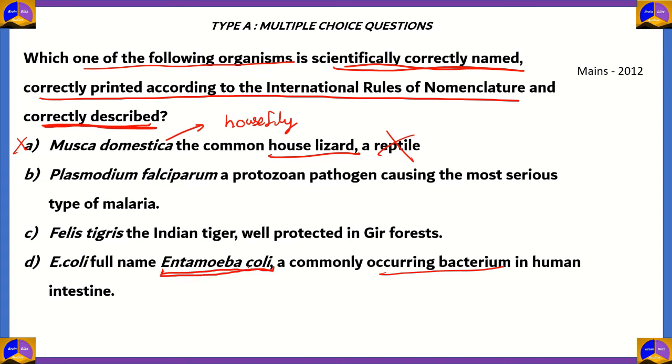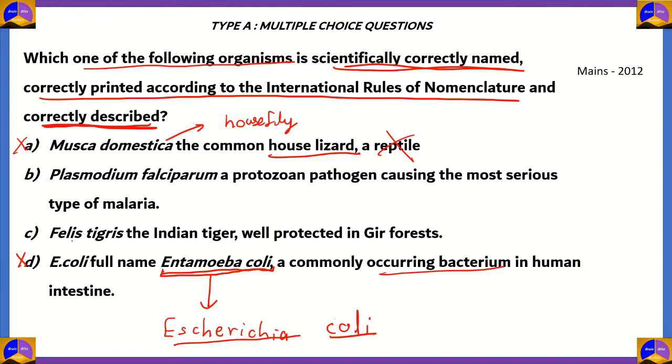In the option, it's given Entamoeba coli. The correct name for E. coli is Escherichia coli. So that means option D is incorrect because the full scientific name is incorrect.